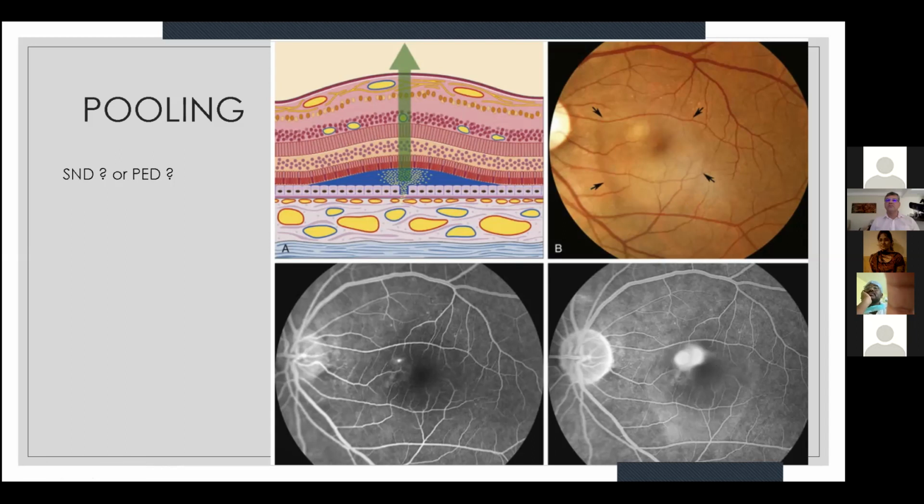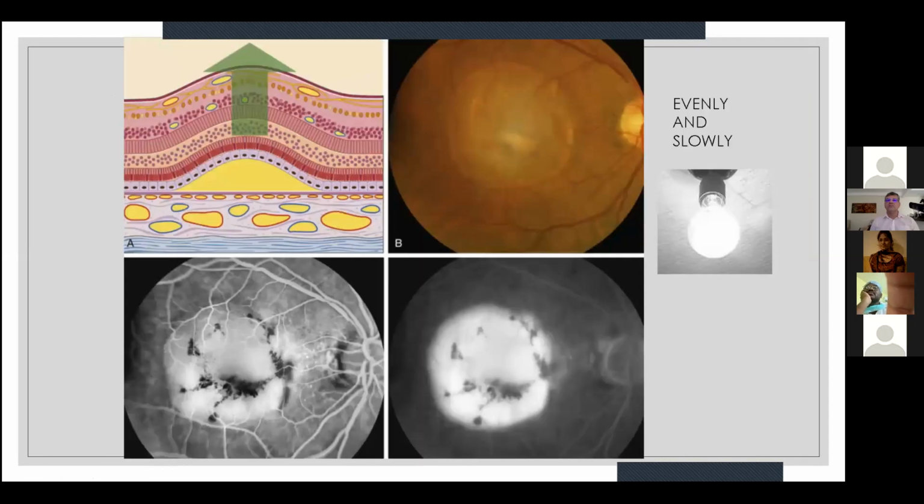This is nothing but pooling. The other type is PED. In PED, as you can see, the fluorescein completely fills up to the extent of the pathology. It is also called a rheostat pattern. A rheostat in a bulb also has a similar pattern to that seen in a PED. That's how we describe SND and a PED.